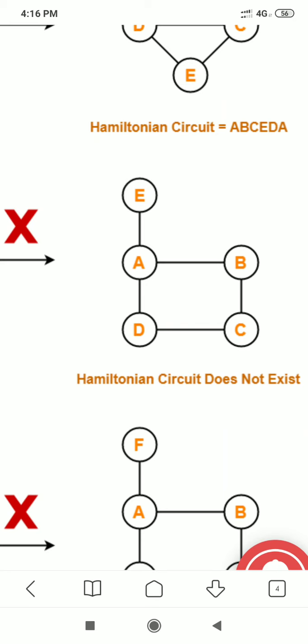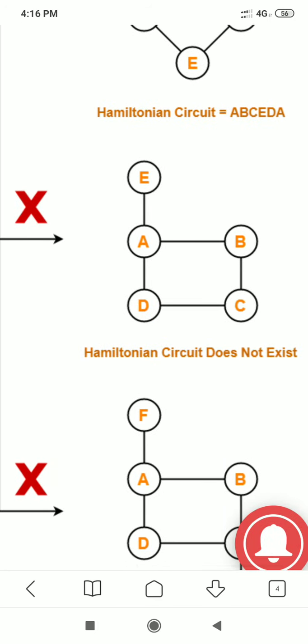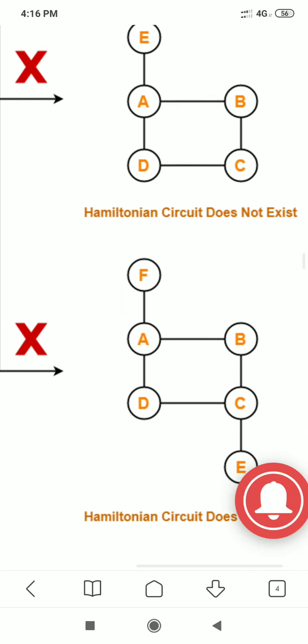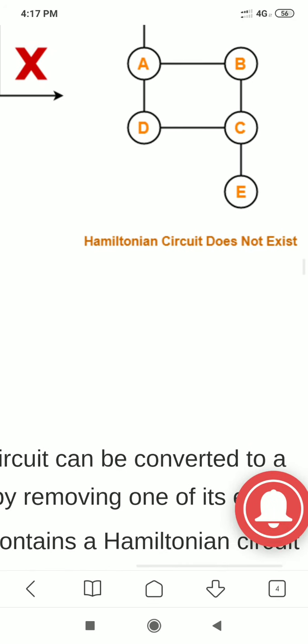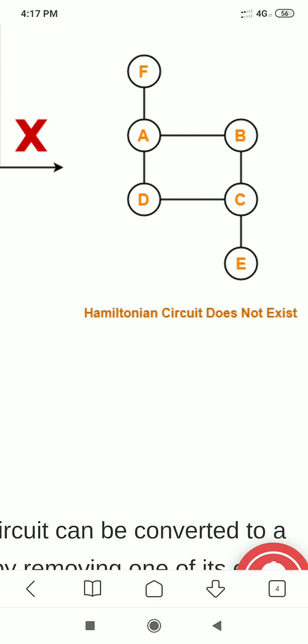I am mentioning this because there is a lot of difference between cycle and circuit, as I mentioned in class. So remember it. Though it is written circuit, it is miswritten. Now you can check this graph also. There is no Hamiltonian cycle.